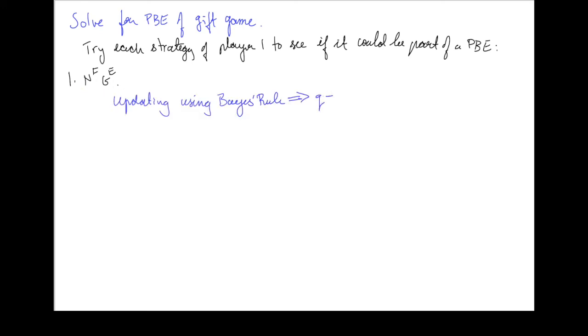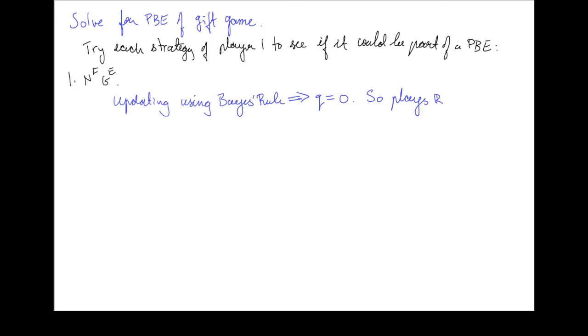That means that Q has to equal 0. So the probability of being at the top decision node in player 2's information set is 0, because that's the one where player 1 is a friend. Player 2 knows for sure that player 1 is an enemy should player 2 receive a gift. So player 2 is going to play R.